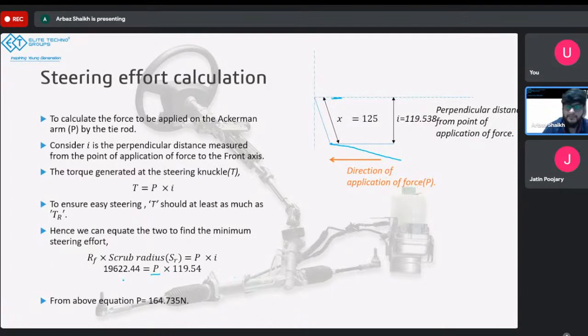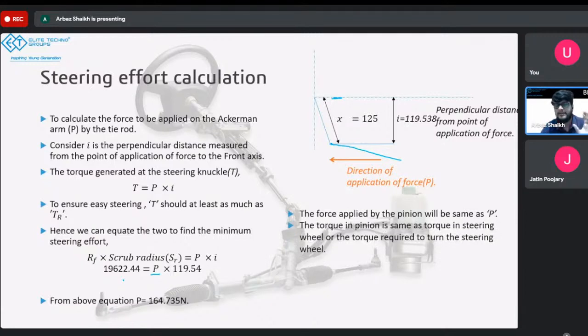Now this is the P that the pinion is applying. So we can equate this force onto the pinion. And we know that since the rack and pinion are rigidly connected, the pinion should be having the same torque as your steering wheel.